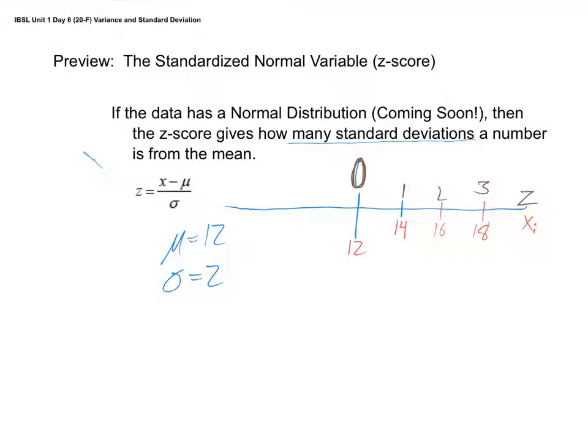If I had a score of, say, 10, that's 1 standard deviation below the mean, so that has a z-score of -1. Okay? 8 would have a z-score of -2, and so on. And you can obviously have fractions as well. If I had a score of 11, that would have a z-score of -1/2. Okay, I'm half a standard deviation below the mean.